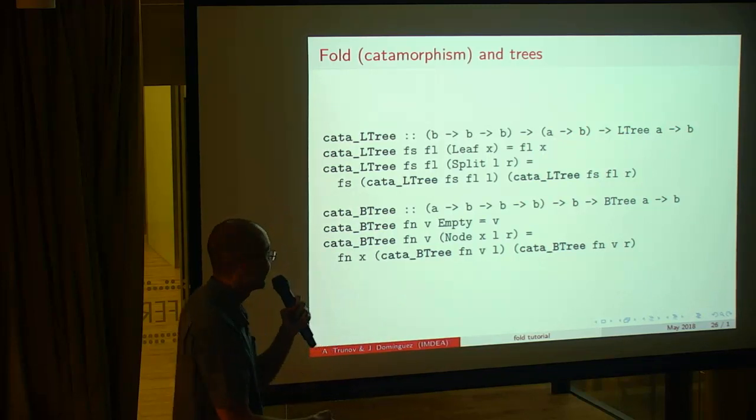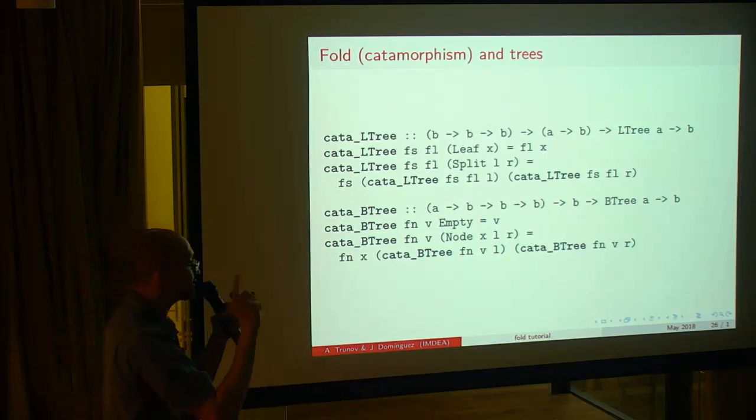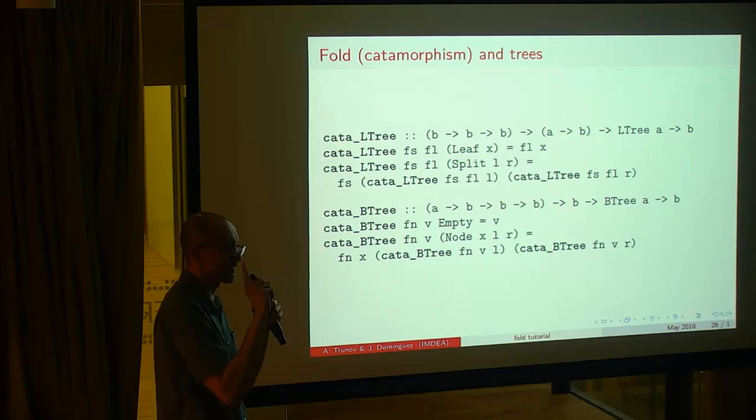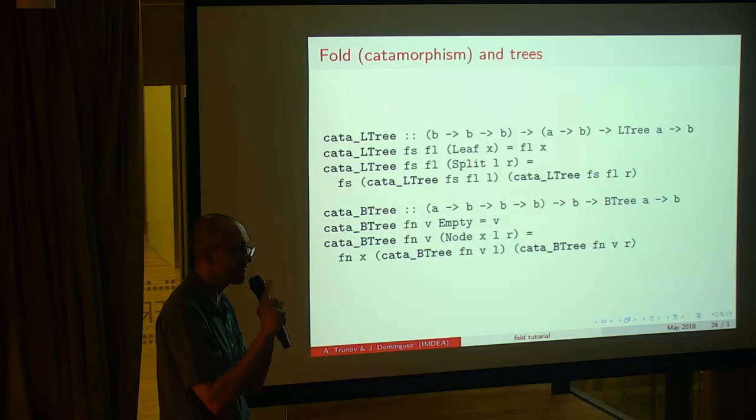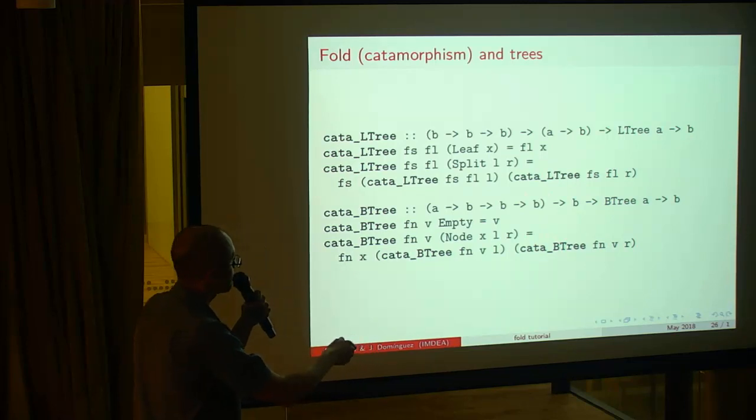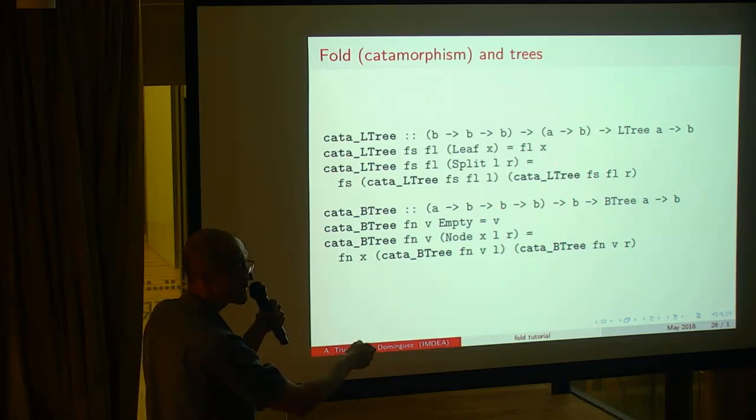There is not much to do here. But I've not said anything about my first condition. Do you remember the first condition? The one that said that your fold should behave like the identity when applied on the constructors of your data type. So what happens if I switch these two things in here?